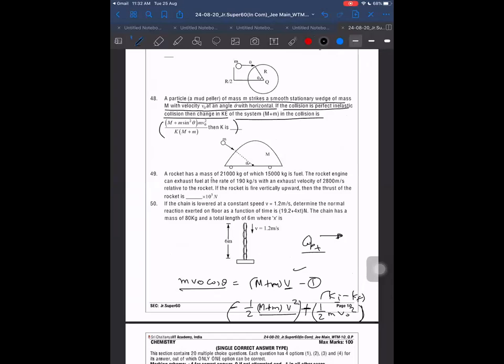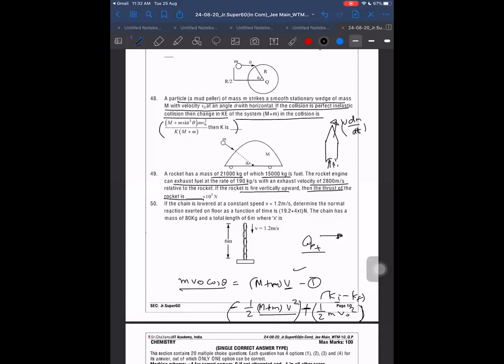A rocket of mass 21,000 kg, of which 15,000 kg is fuel. The rocket engine can exhaust the fuel at the rate of 190 kg per second, with an exhaust velocity of 2,800 meters per second relative to the rocket. If the rocket is fired vertically upwards, then the thrust of the rocket is? That is V into dm by dt. Yes, sir, it is V into dm by dt. That is the thrust we are getting, 5,32,000, sir, and 190 into 2800.